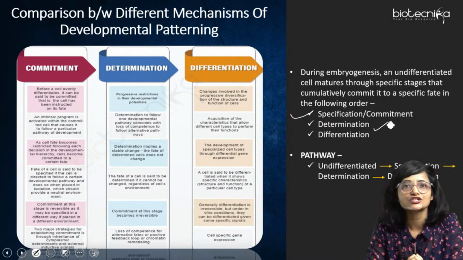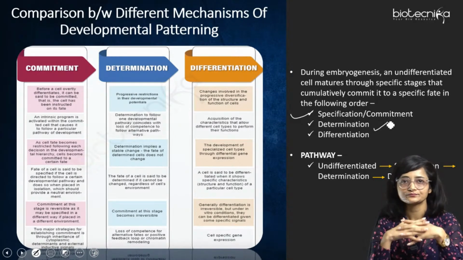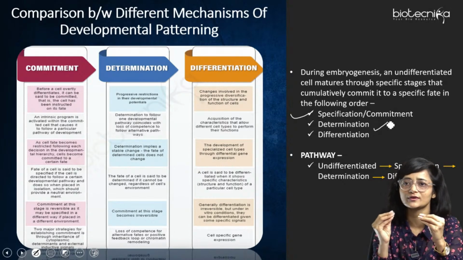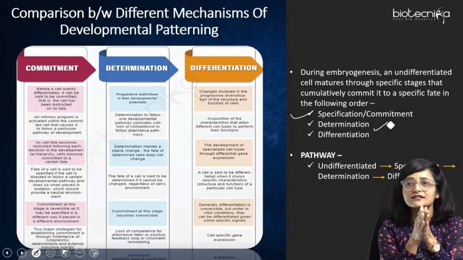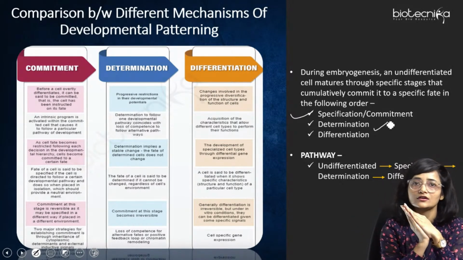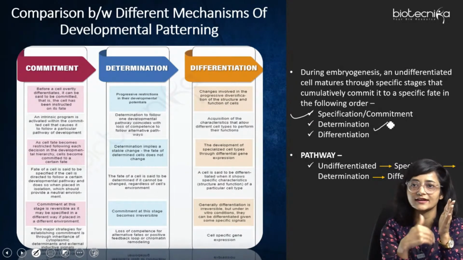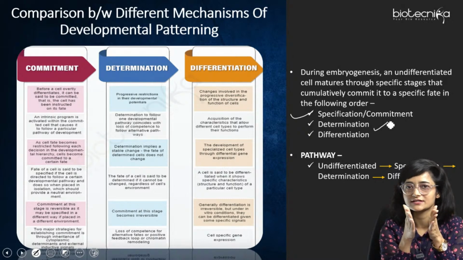Then comes the determination to follow one developmental pathway, which coincides with the loss of the competence to follow the alternative pathway. So what happens is, when a cell is determined to follow a particular developmental pathway and get converted into a particular type of cell, then all the alternative pathways which are responsible to produce some other type of cell, the cell is restricted for that. It cannot go through or revert back and follow some other pathway and get converted into some other cell type. So there is a restriction which comes here.